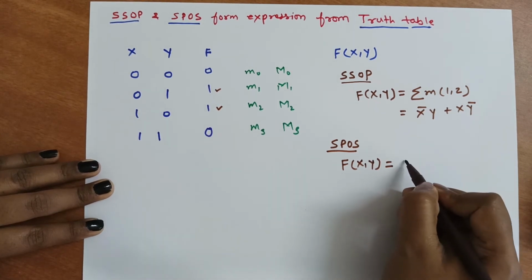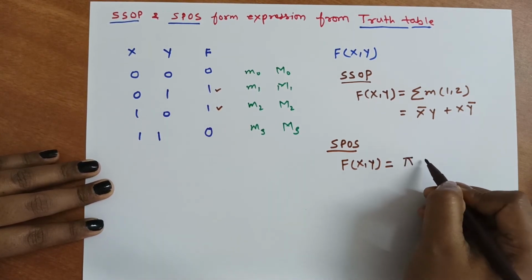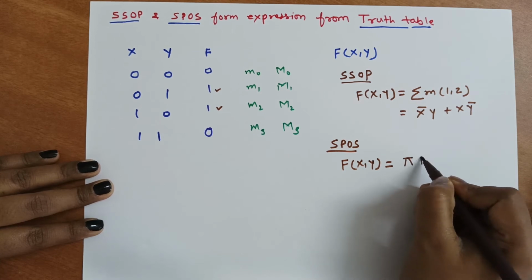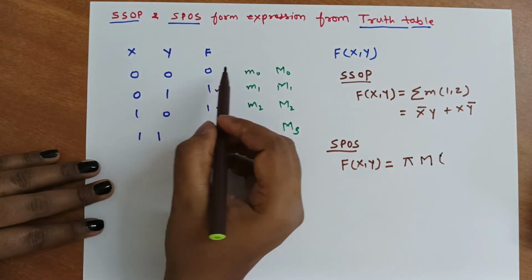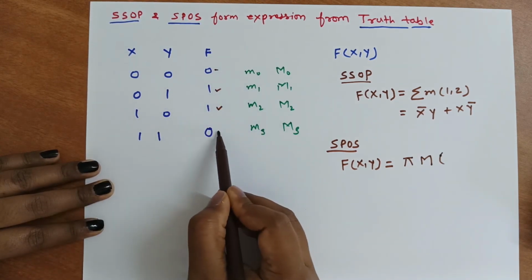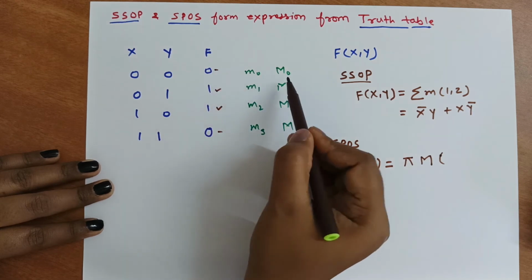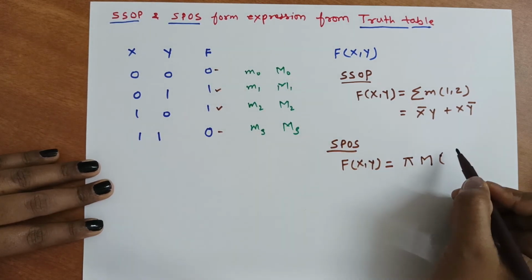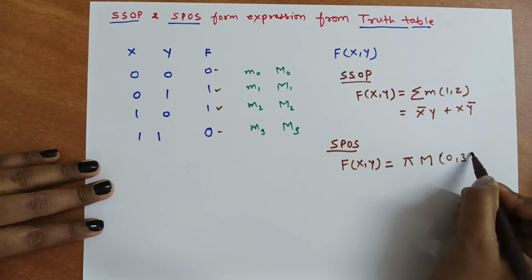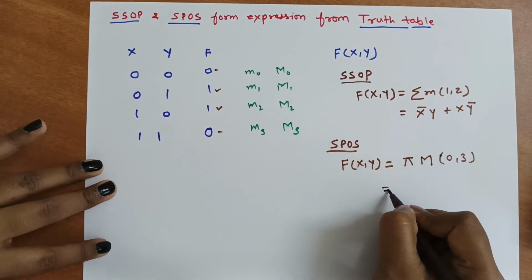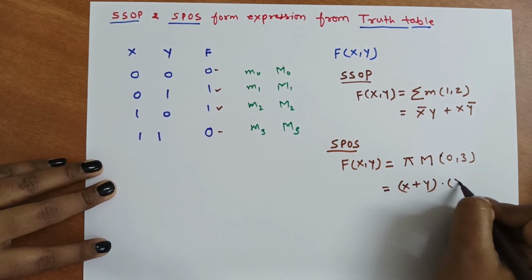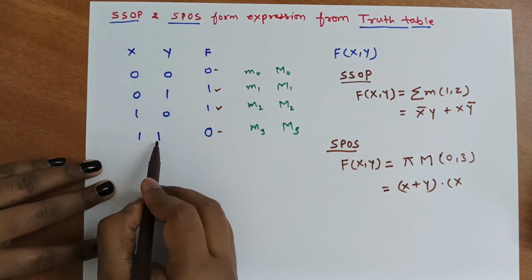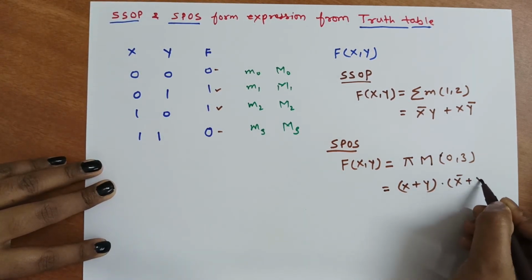Similarly, in SPOS form, standard product of sum form, we can write f of xy equals product, represented by pi, of max terms where the output is 0. So for these two, the output is 0. So M0 and M3, 0 and 3. This can be written as x plus y multiplied by x bar plus y bar.